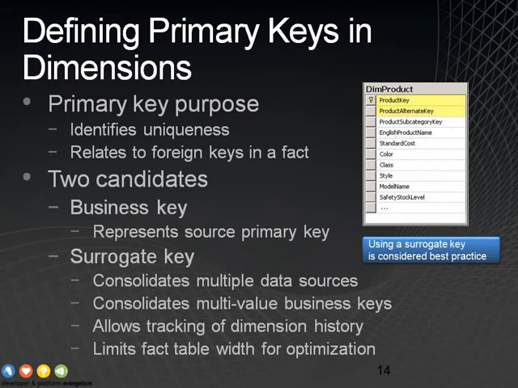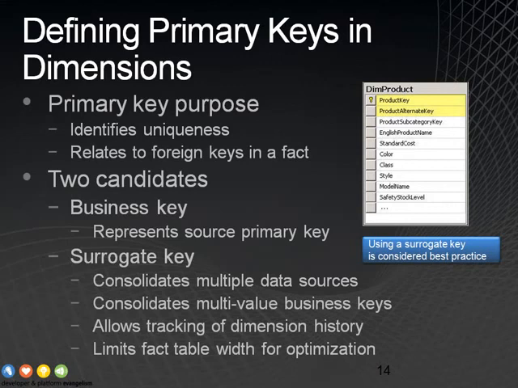Also, if I have multi-value business keys, this gives me a better way to consolidate that information. In other words, if I'm trying to set up a foreign key relationship in my fact table, then I can minimize the size of my fact table by using an integer-based one-column primary or foreign key in the fact table that joins to the single primary key in the product table and not use up all of that space unnecessarily in my fact table.